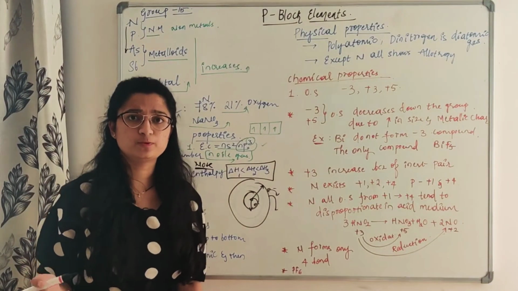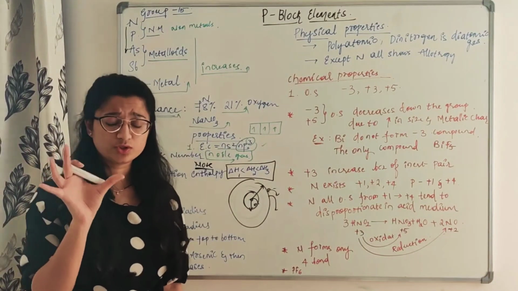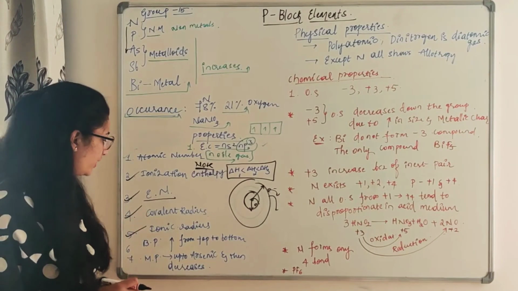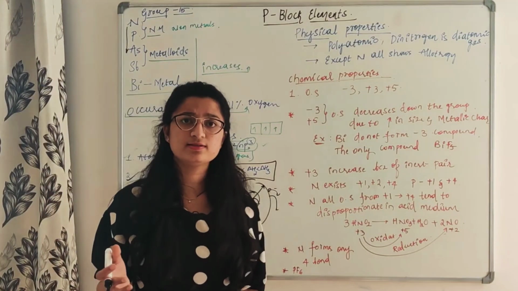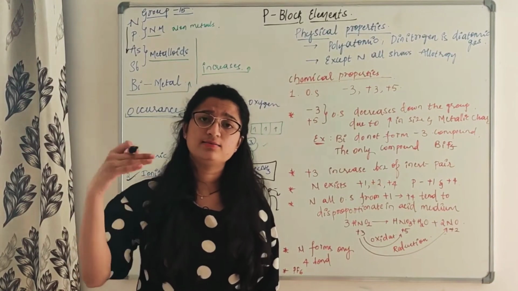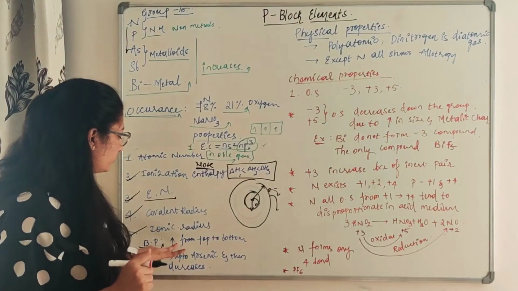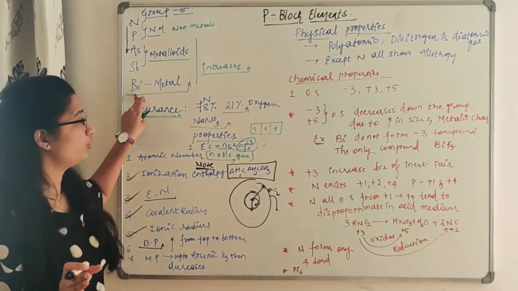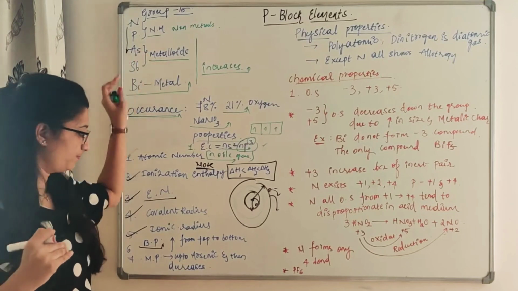Coming to two important properties, that is boiling point and melting point. Here what you have to know is, you already learnt about boiling point in the organic chapters. Boiling point is directly proportional to what? Molecular mass. As the mass increases, the boiling point will be increasing. So the boiling point increases from top to bottom. That means this is having more boiling point than this, like that, because the masses are increasing here.